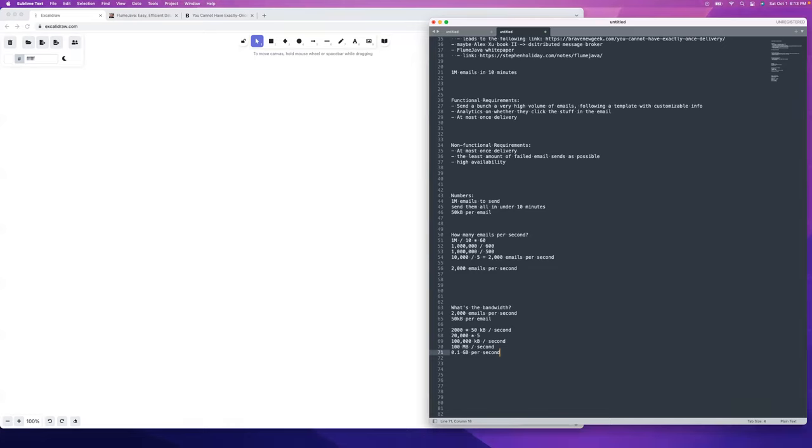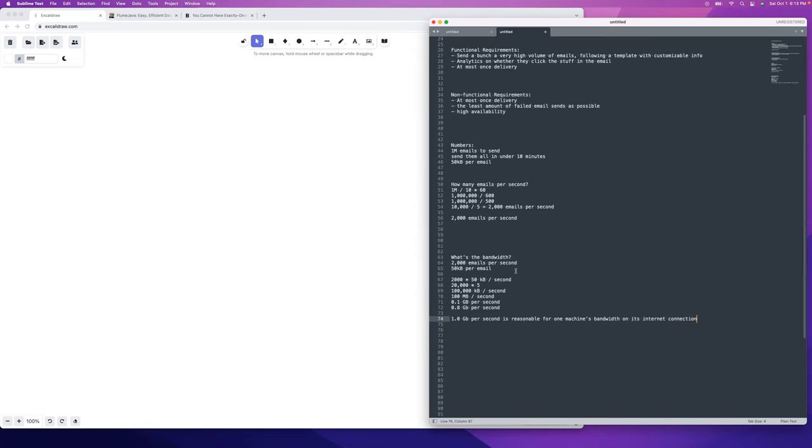So 0.1 gigabytes per second is 0.8 gigabits per second, which is still less than one. And then 1.0 gigabits per second is reasonable for one machine's bandwidth on its internet connection. So it would look like, from our bandwidth, that we can get away with just one machine, but keep in mind we're doing 2000 TPS here. So that's, I can put that in parentheses here, our TPS is 2000.